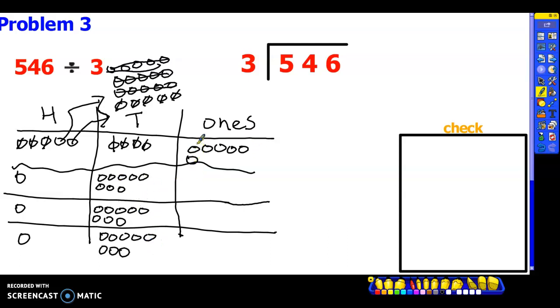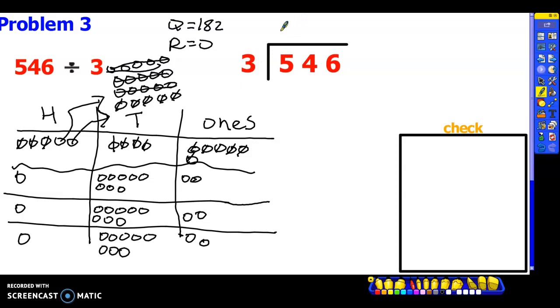Alright, and my last step here are my 1s, so there's 3. 1, 2, 3 goes in evenly 2 times. So my quotient is 182, and my remainder is 0. Alright, let's see what that looks like in our algorithm.